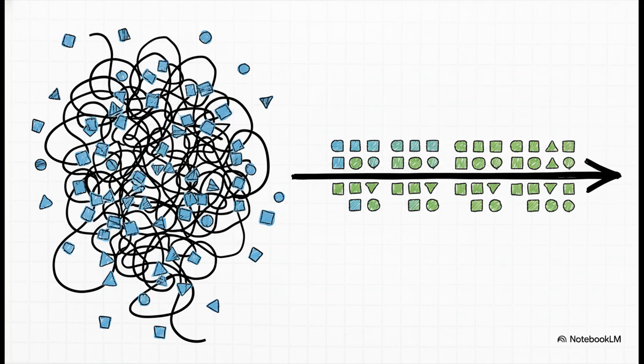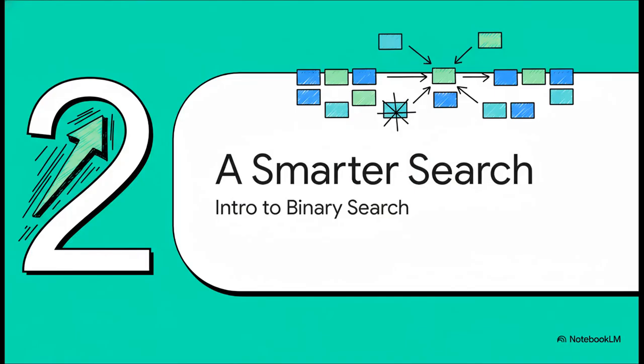But come on, there has to be a smarter way to do this. When we're talking about massive amounts of data, going one by one is just not going to cut it. We need a better strategy. Okay, so let's see how we can speed things up. And I mean dramatically speed things up. It's time to introduce the hero of today's explainer, the binary search algorithm.